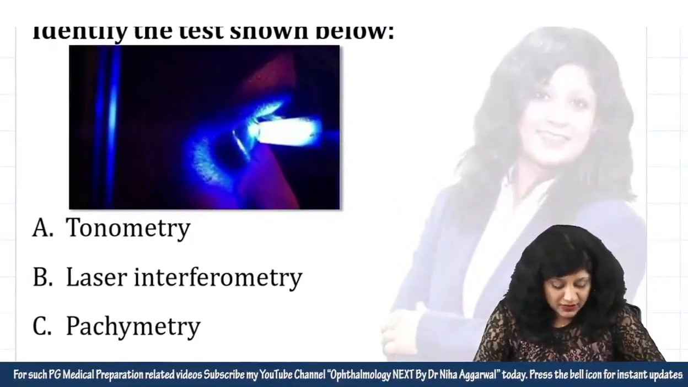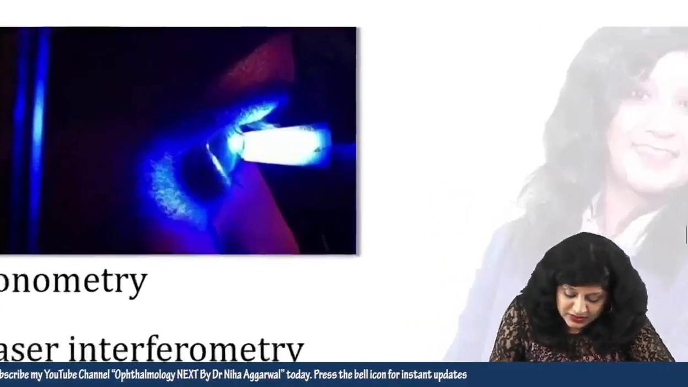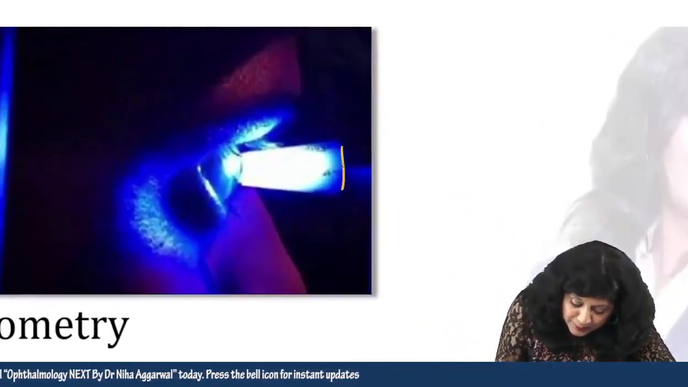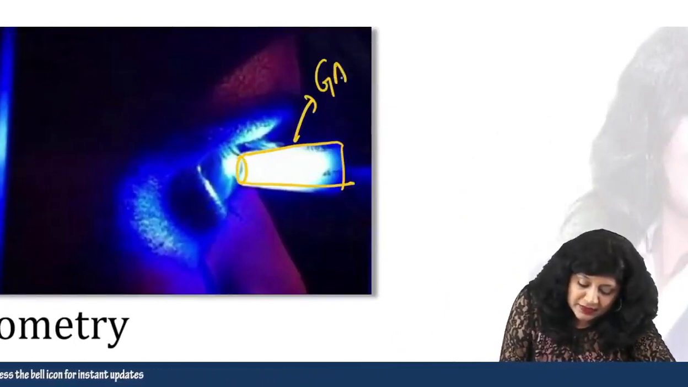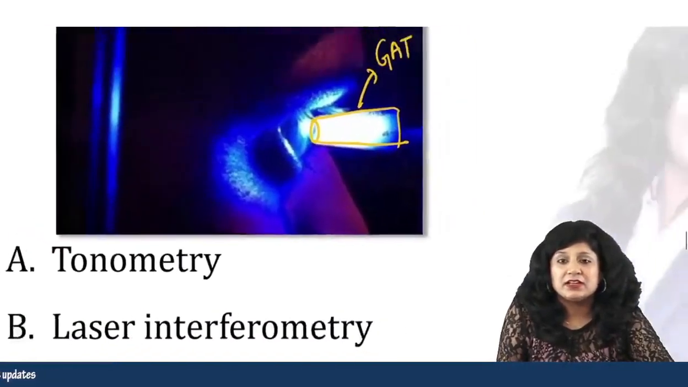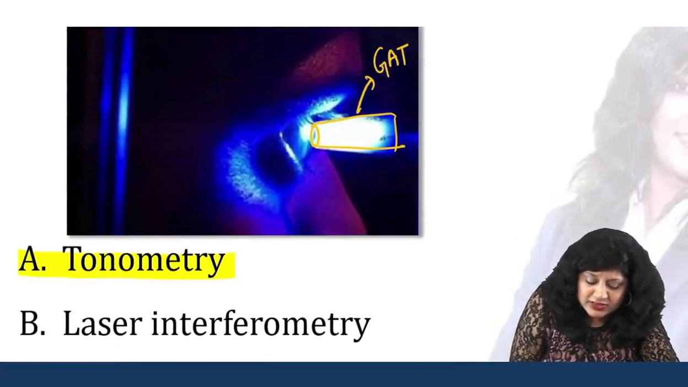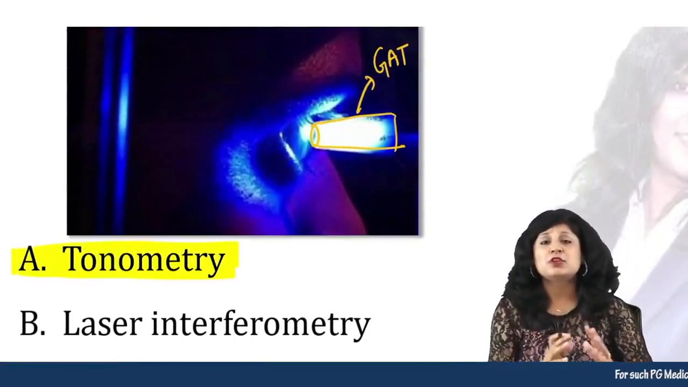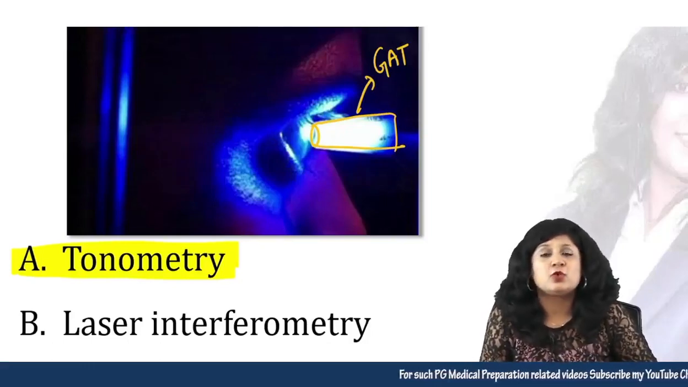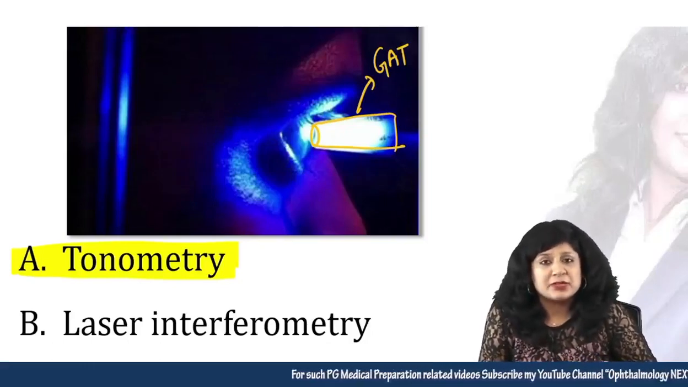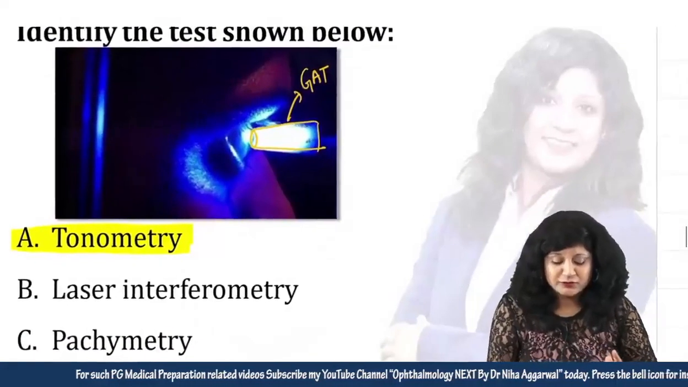A. Tonometry, B. Laser interferometry, pachymetry or refractometer. Can you see this? This is actually a probe which is going on, and this probe is of the Goldmann's applanation tonometer. I always tell you that there was a time for so many years that AIIMS people were very fond of asking about the tonometers, tonometry, image based questions, the principles. So there was a period. Now, this is one of the favorite topics.